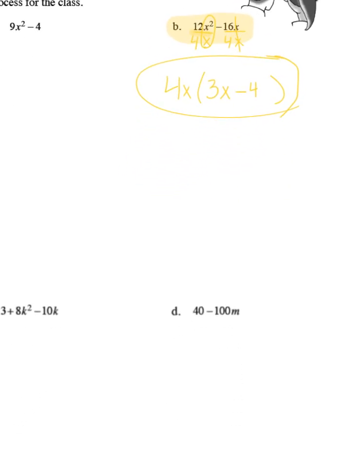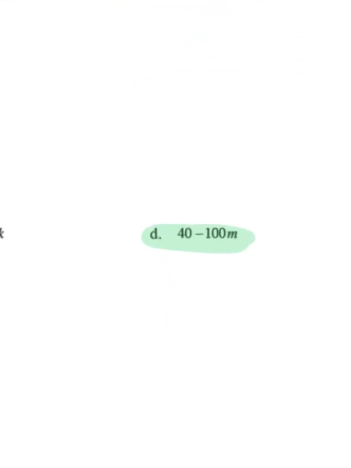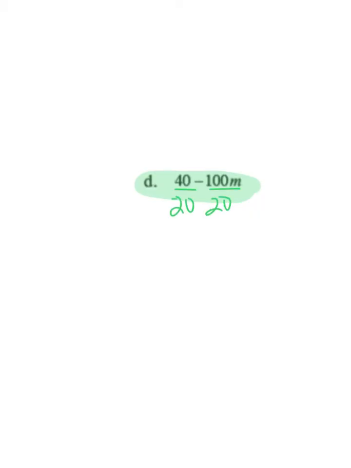Similar thing in problem D. When I look at this, I notice that 40 and 100 can both be divided by something. They can be divided by 10. They can be divided by 5 and 2. Your job is to pick the greatest number that they can be divided by. In this case, they can both be divided by 20. And so taking out that 20 is called the greatest common factor.